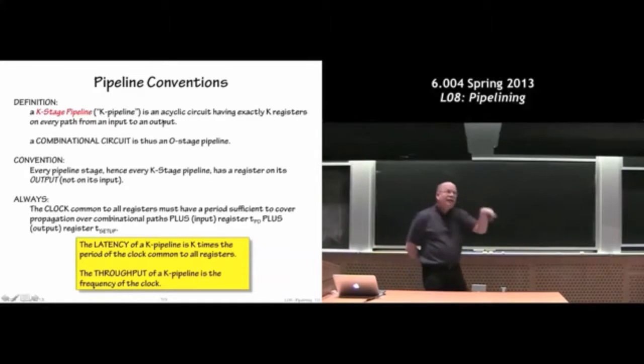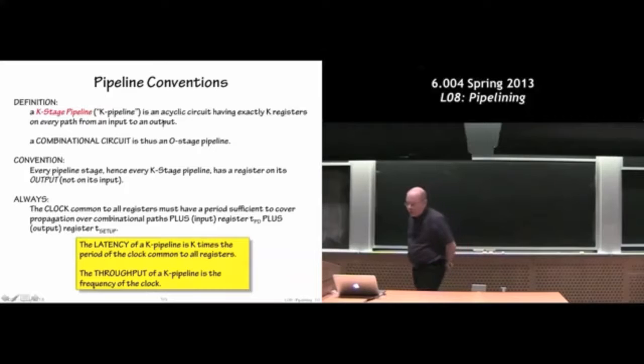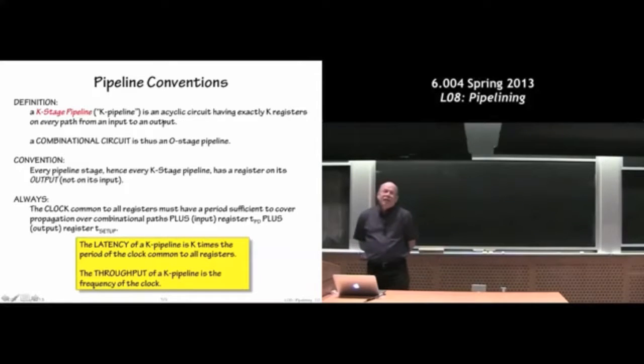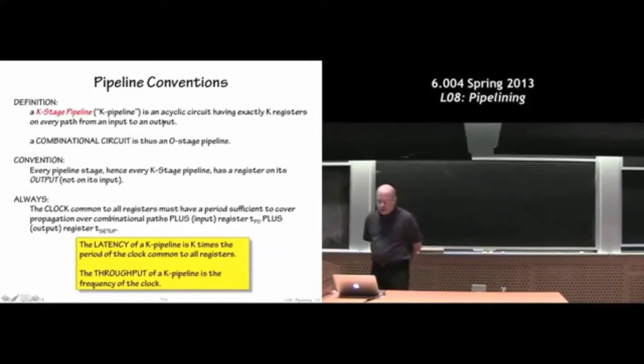You just look at all the paths and say, oh, like on the diagram on the previous page, what sort of pipeline is that? That would be a two-stage pipeline, because there were two registers in every path from input to output. Usually academics get a thrill out of notation, so we can talk about a zero-stage pipeline, and that would be a combinational circuit because there are no registers along any path.